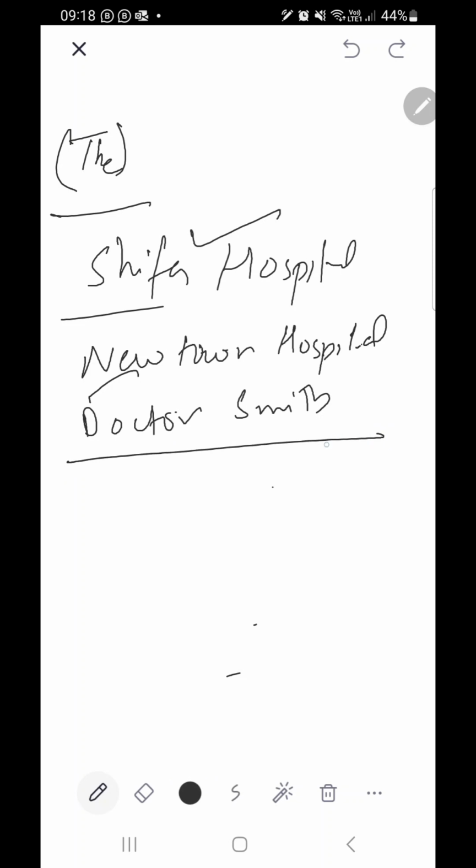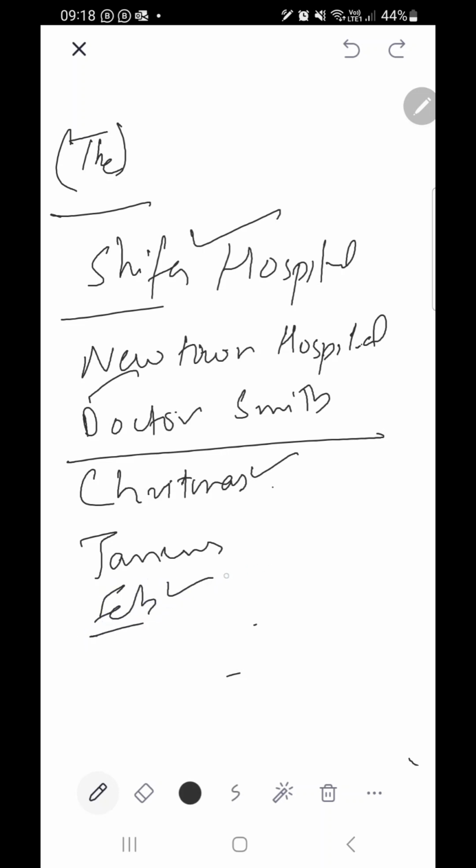For the common days and special days, for example, Christmas, it should be capital. The months such as January, February should be capital. Even days like Monday, Tuesday should be capital letters. We should use them in capital letters.